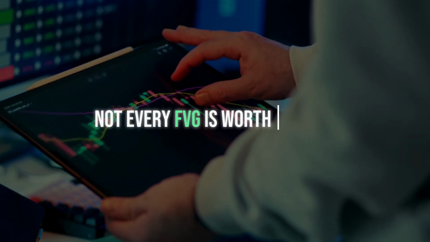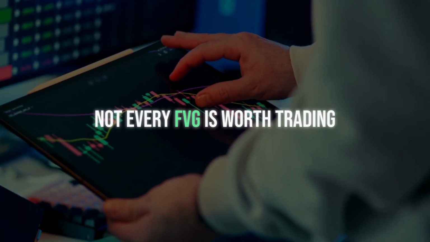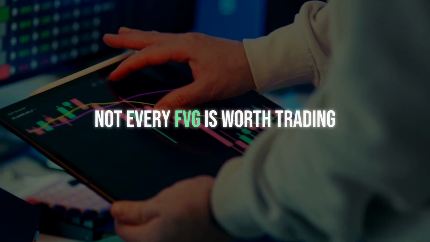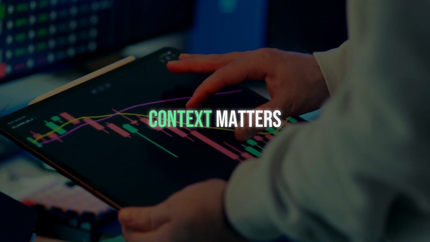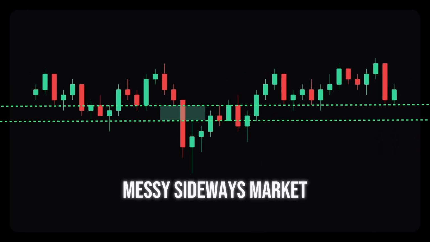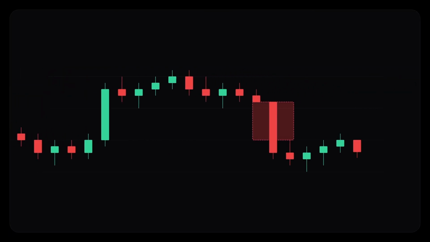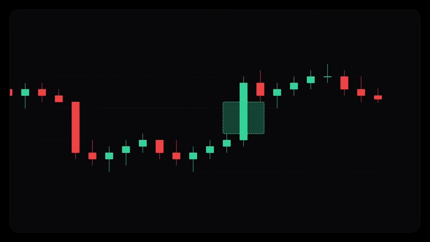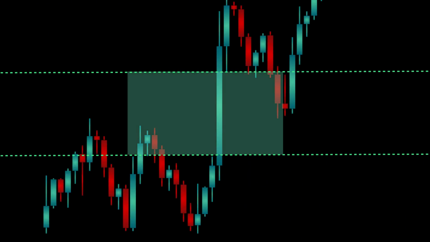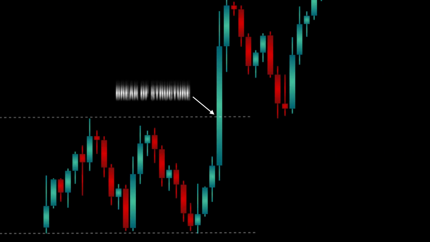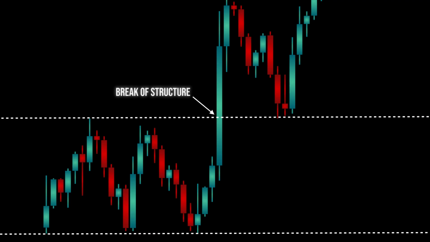Not every fair value gap is worth trading. This is probably the biggest mistake that beginners make. They immediately place a trade after seeing an FVG. Always remember that context matters. A fair value gap forming inside a messy sideways market usually carries much less significance. When price is constantly moving back and forth, imbalances are created all the time. Many of them fail. Instead, focus on an FVG that appears after a strong impulsive move. Or better yet, look for ones that form after the market breaks structure.